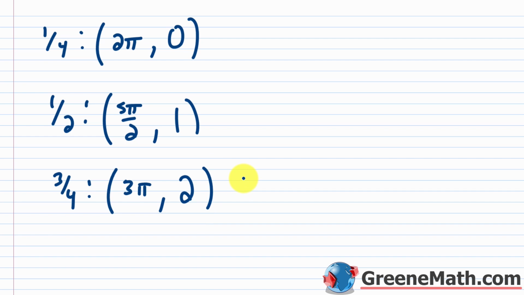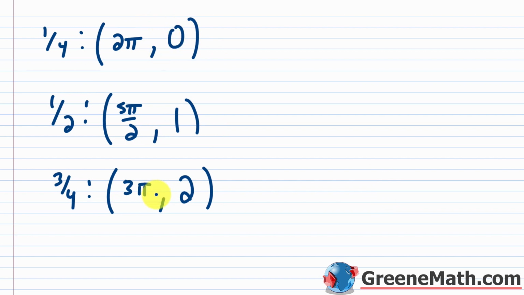So negative pi over 4, comma -1, your y-coordinate of -1, you add 1, you get to 0. And then your halfway point is 0, 0. Your y-coordinate of 0, you add 1, you get to 1. Then your pi over 4, comma 1, you take that y-coordinate of 1, you add 1, you get to 2. So those are your points for the quarter, half, and 3/4.